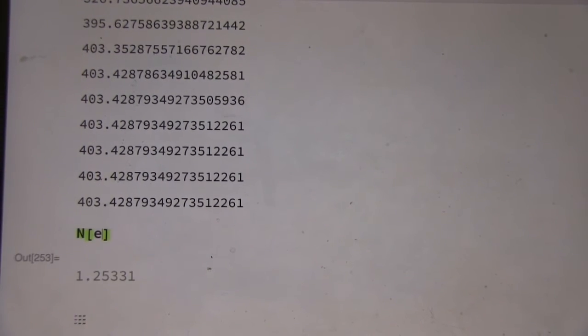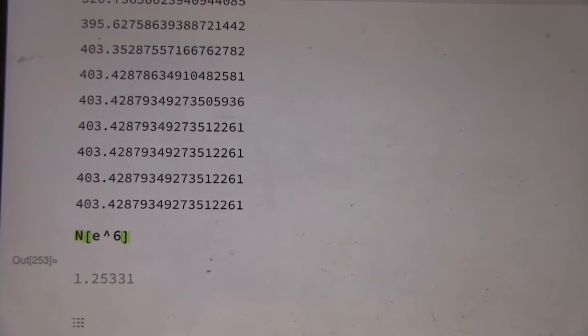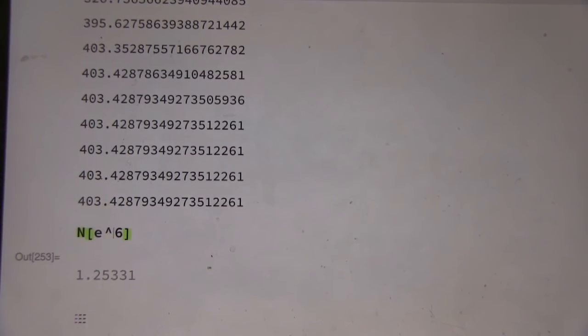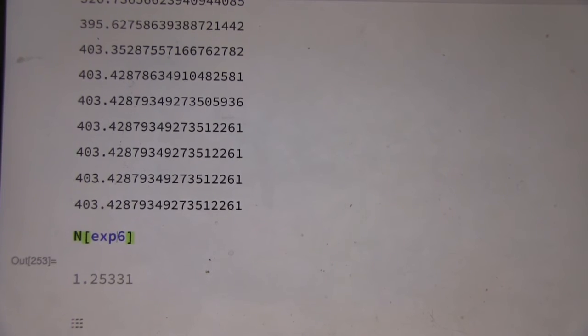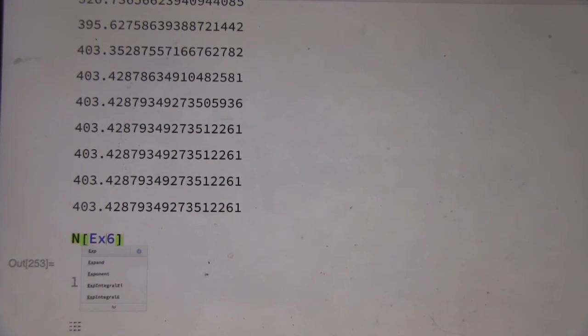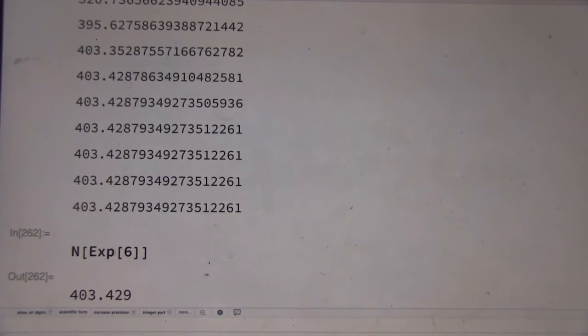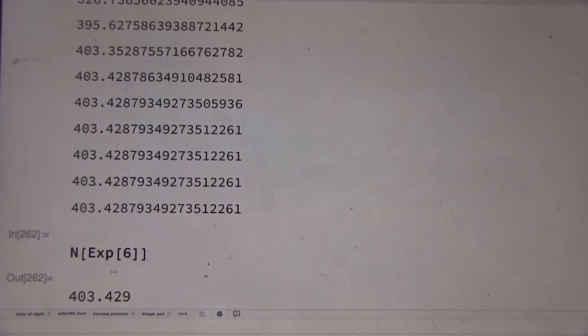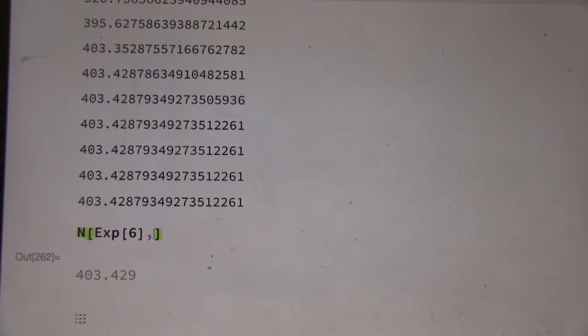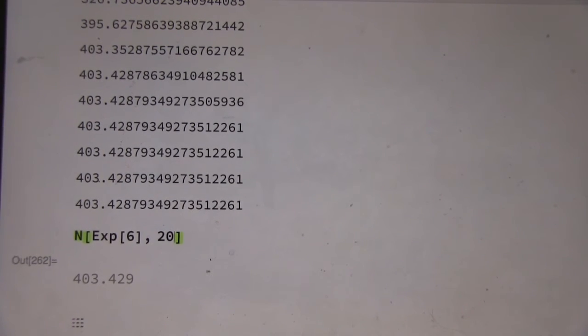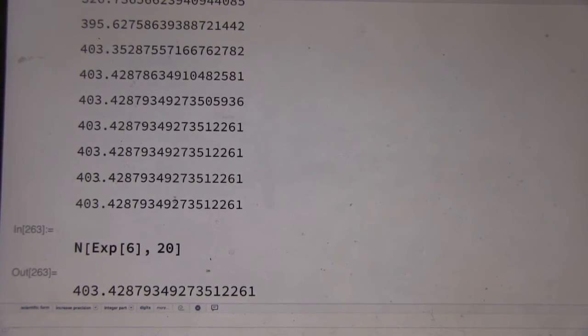Now we can check if your program has it right. So e to the 6th is exp 6, capital exp. Yeah, so we got it. And check it to 20 digits, that's just comma 20. 793492735 1 2 2. So we got it. That's pretty cool.